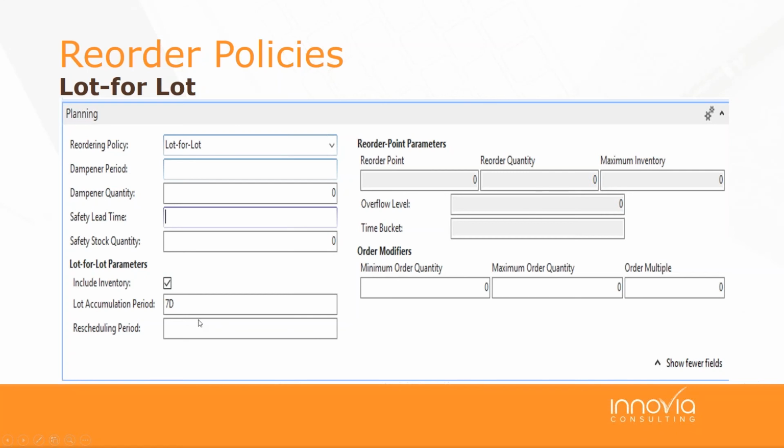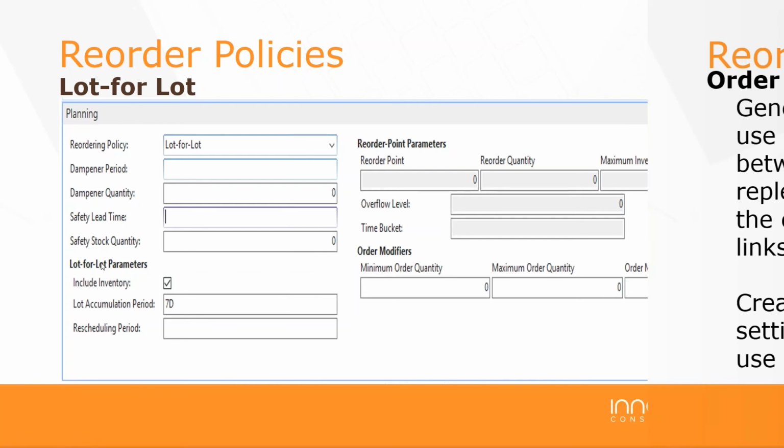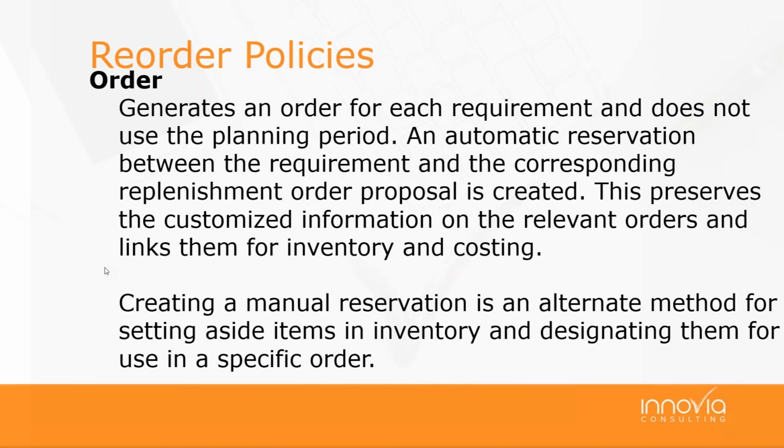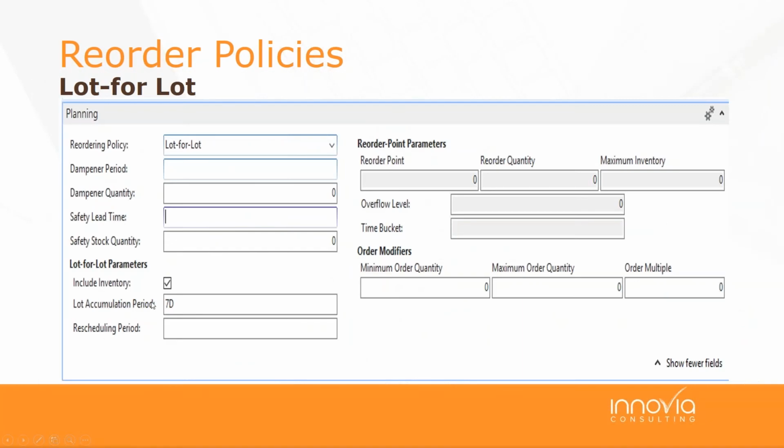I have not had a good use for not including inventory, so I'm not sure why you would unmark that, but it allows you to unmark it if you have items that maybe you build every time. If you happen to have inventory, you still build it, then you would unmark include inventory and keep it at lot for lot.